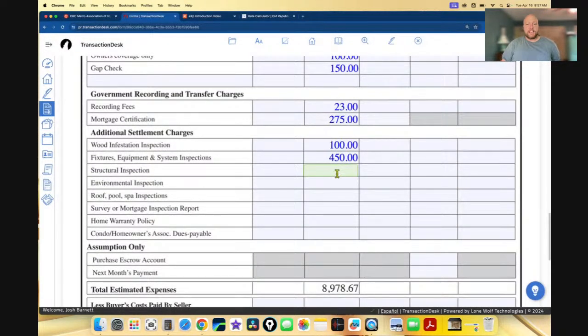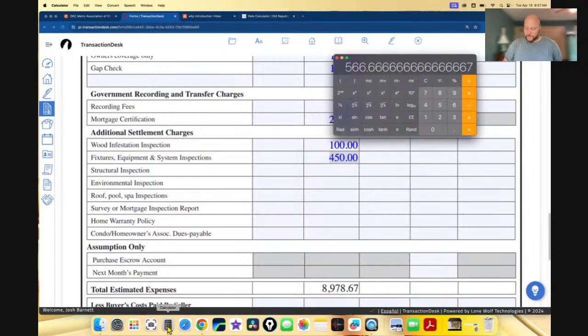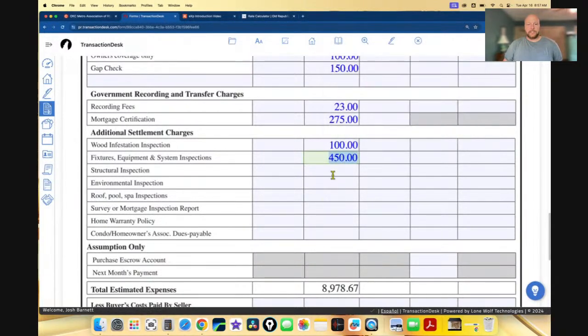Now, if they have anything else like septic or anything like that, or water, you got to be sure to, if it's on a rural well and it has a septic system, make sure to put in the estimate for the well inspection and the water inspection too. So I'm going to put another $350 right there. So $450 plus $350 gives me $800 in inspections.